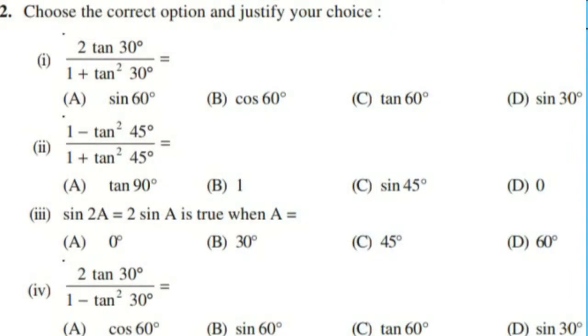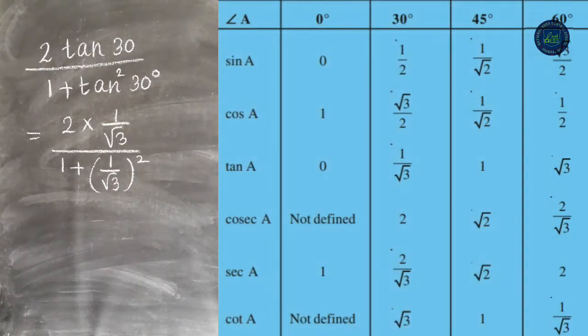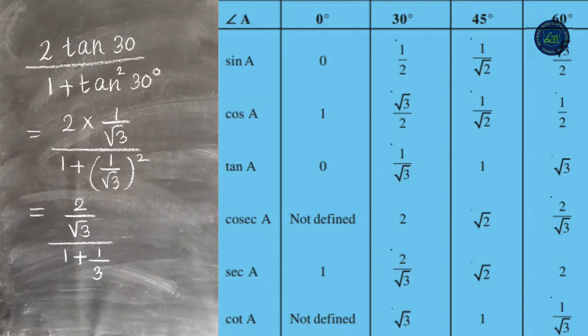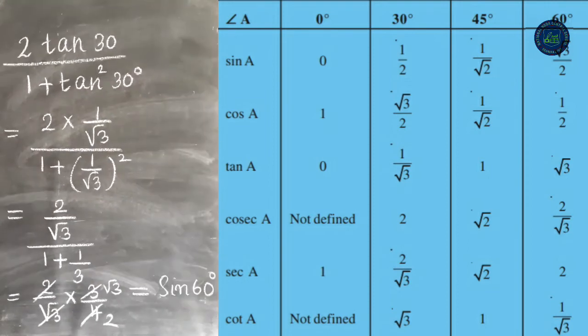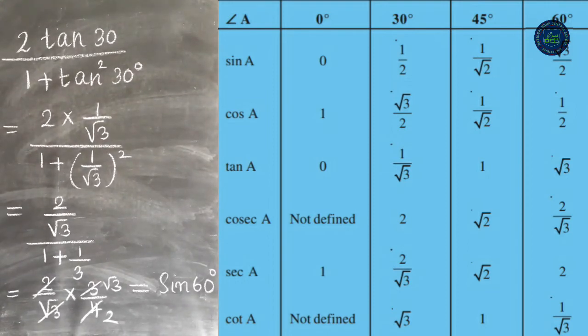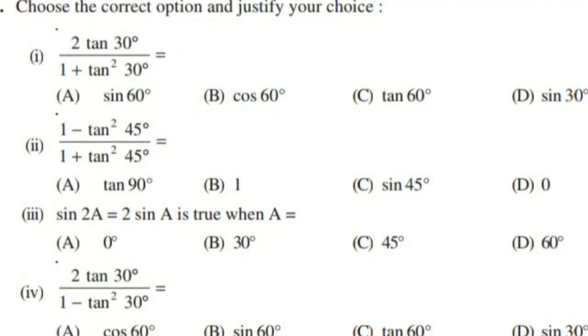Next, we are moving to the second question. Choose the correct option and justify your choice. First question, 2 tan 30 degree divided by 1 plus tan square 30 degree. The value of tan 30 from the table is 1 by root 3. So if you substitute the value, you will get 2 into 1 by root 3 all divided by 1 plus 1 by root 3 the whole square. If you simplify, you will get 2 by root 3 into 3 by 4, so that the final answer is root 3 by 2. The root 3 by 2 is equal to sin 60 degree. So the correct option is sin 60 degree.